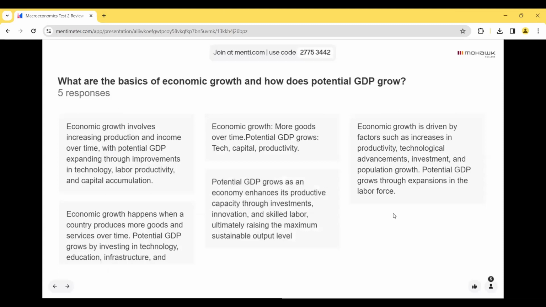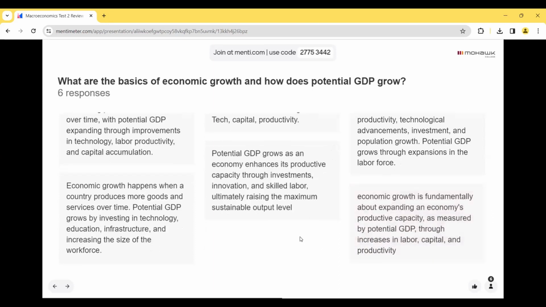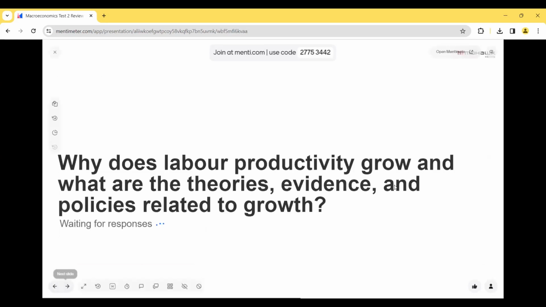Potential GDP grows as an economy enhances its productive capacity through investments, innovation, and skilled labor, ultimately raising the maximum sustainable output level. Economic growth happens when a country produces more goods and services over time. Potential GDP grows by investing in technology, education, infrastructure, and increasing the size of the workforce. Economic growth is fundamentally about expanding an economy's productive capacity as measured by potential GDP through increasing labor, capital, and productivity. Yes.